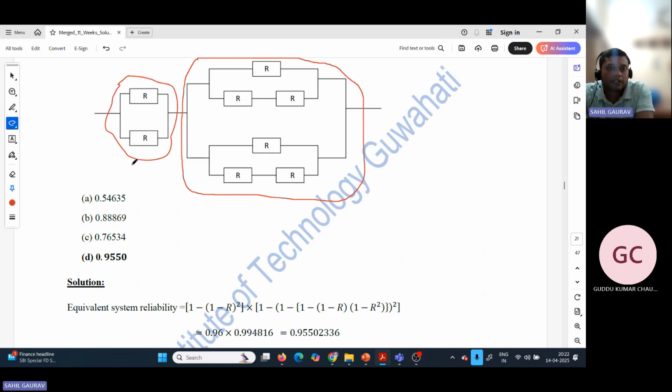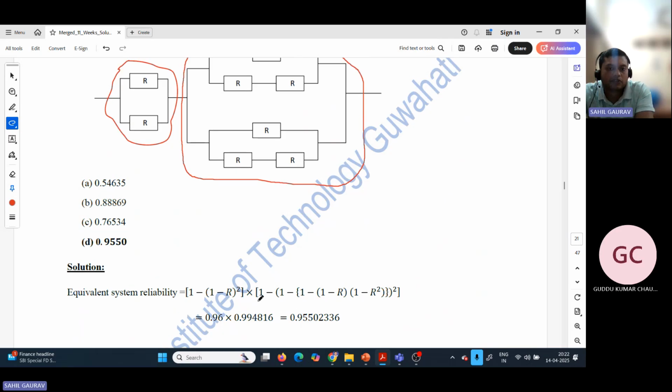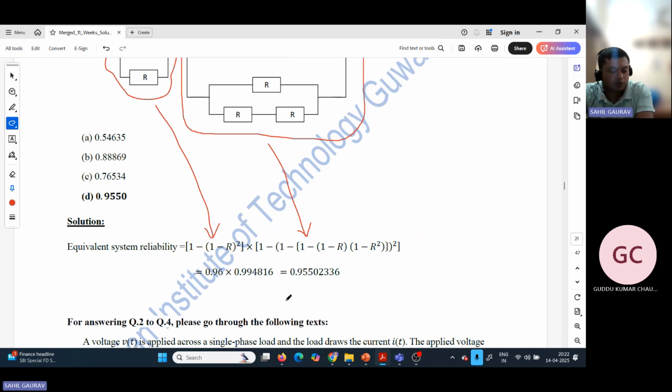So for the first part, it is 1 minus (1 minus r) square, while for this part, you will get this much expression. So this is for one part, and if you do the square of this, then you will get this one. So whole for this one, and this is for this one. So we'll get 0.9550336.